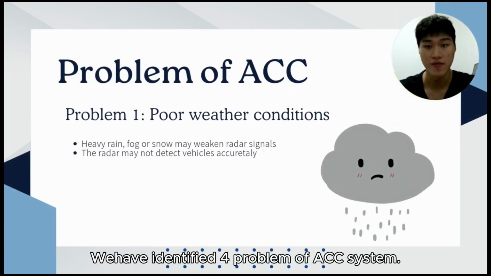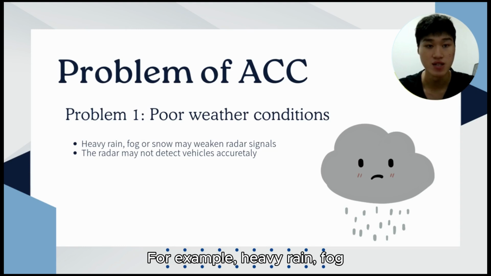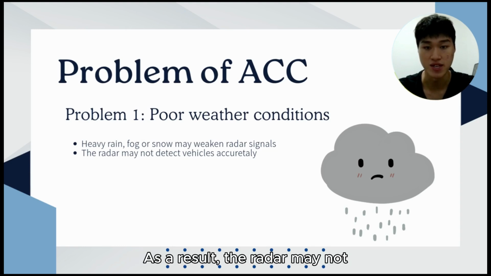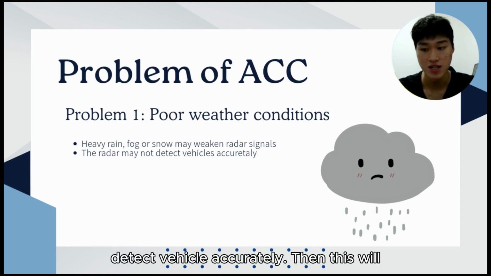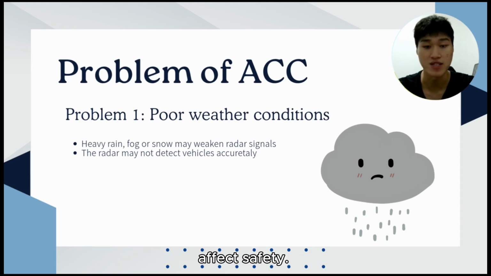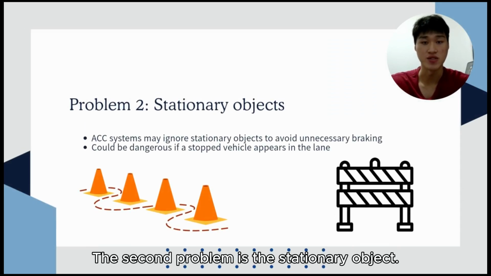We have identified 4 problems of the ACC system. The first problem is poor weather conditions. For example, heavy rain, fog, or snow may weaken the radar signal. As a result, the radar may not detect vehicles accurately, and this will reduce the system performance and may affect safety. The second problem is the stationary object.